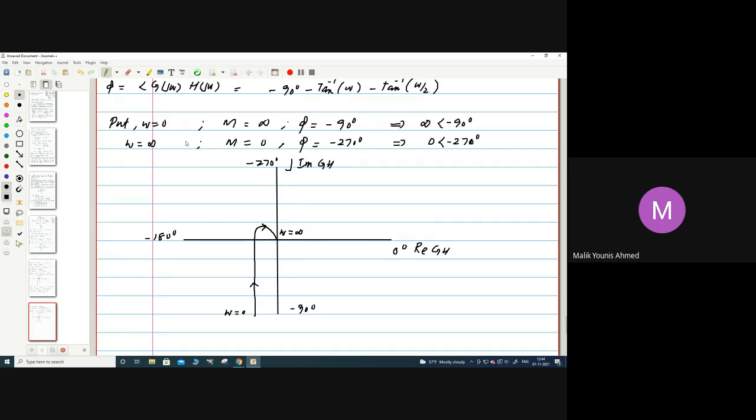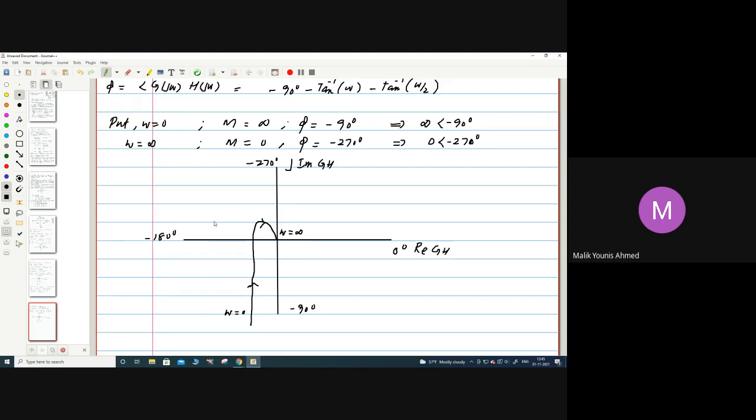At omega infinity, magnitude is 0, angle is 270. So 270 will come in this quadrant. But to be more precise, let us draw it like this. Just a second. Yeah, now this is perfect. Okay. So this is moving towards infinity here. So this is the graph we have to draw.